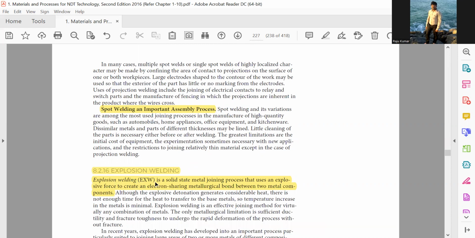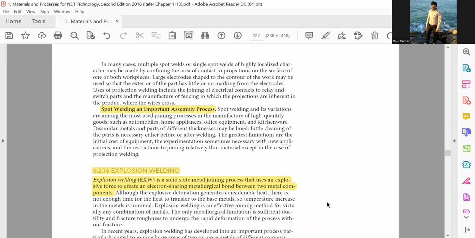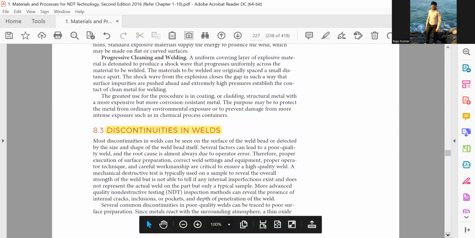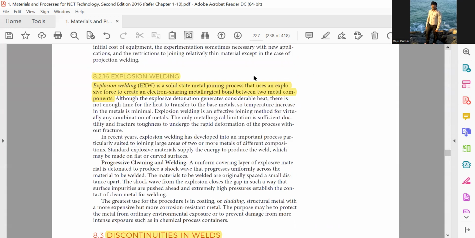Explosion welding. Explosion welding is a solid state metal joining process that uses an explosive force to create an electron sharing metallurgical bond between the two metal components. Progressive cleaning and welding. We already saw in the previous chapter this figure and all for this explosion welding.